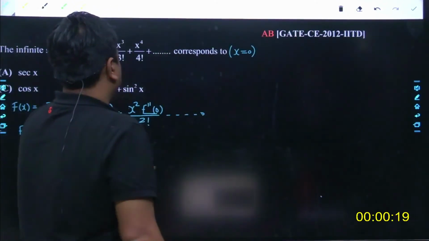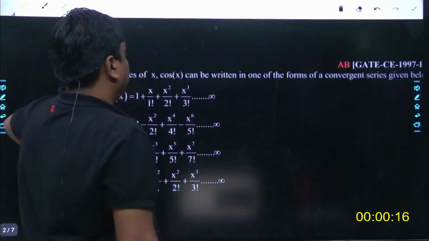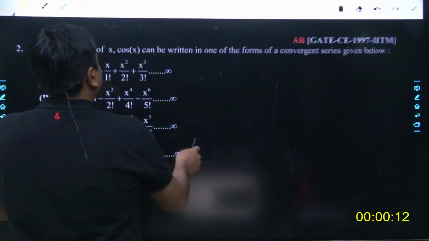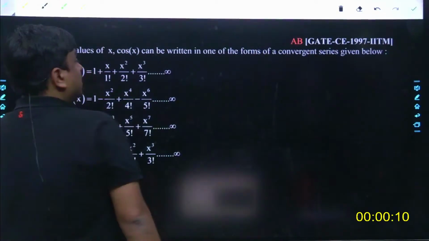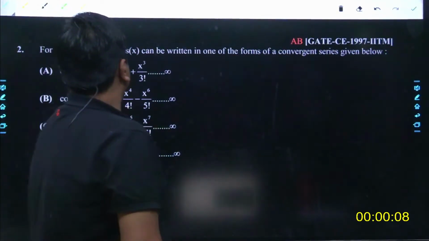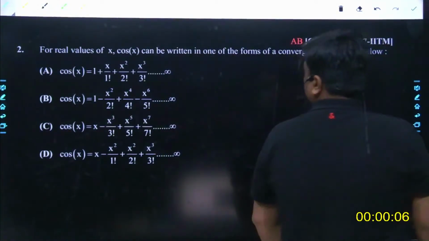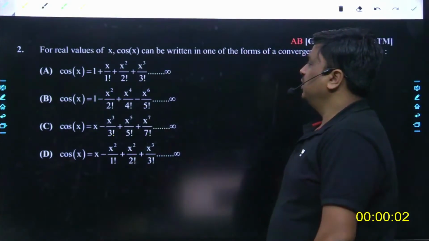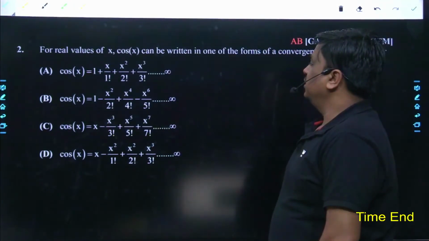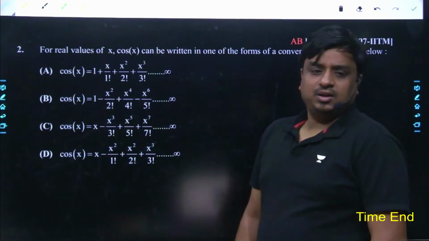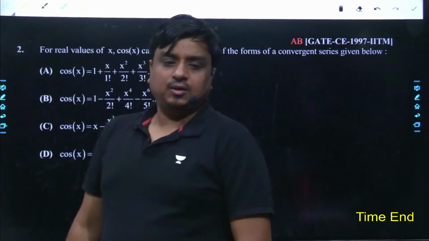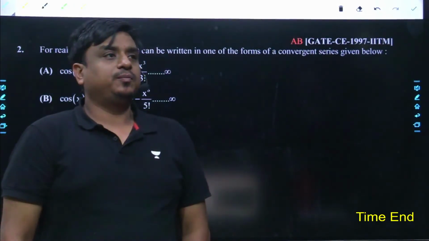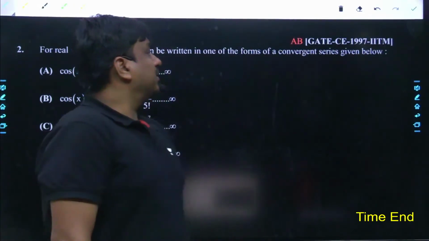Okay, then I think it's the right time I should also focus on the next question. So here comes the next question. So here comes the real value of x. Cos of x can be written in the form of a convergent series given by 1 plus x divided by 1 factorial, then x square divided by 2 factorial plus x to the power of 3 divided by 3 factorial. Tell me what must have been the best answer. Yes, Krishnapal, that's what I wanted. The same thing they had been asking.